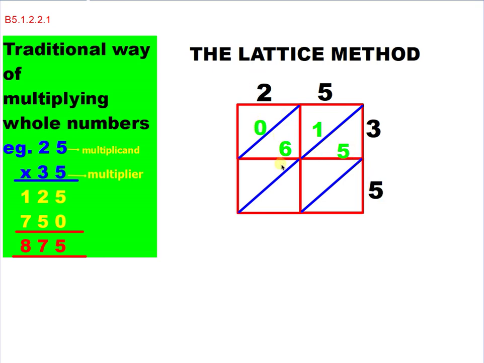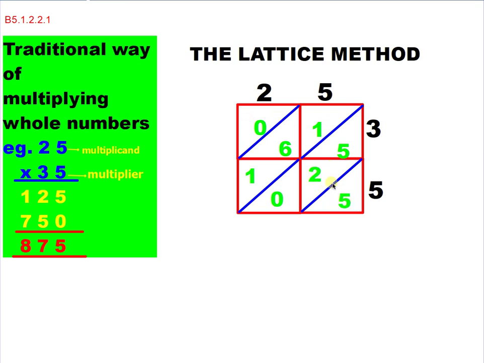Let's go to the next one. 5 times 2, 10, and then 5 times 5, 25. So 5 times 2 is 10. The number in tens is 1, and the number in ones is 0. They have been placed respectively at the right places. Now 5 times 5 is 25. So we have 2 for the tens and 5 for the ones, placed appropriately.